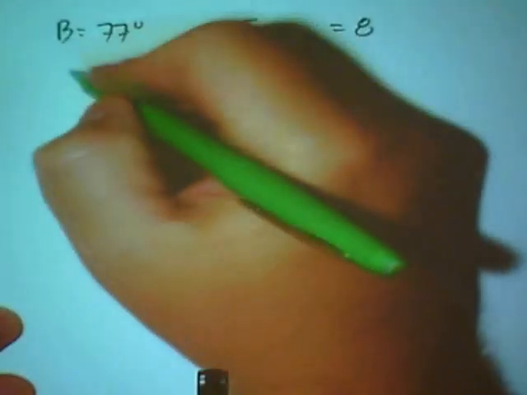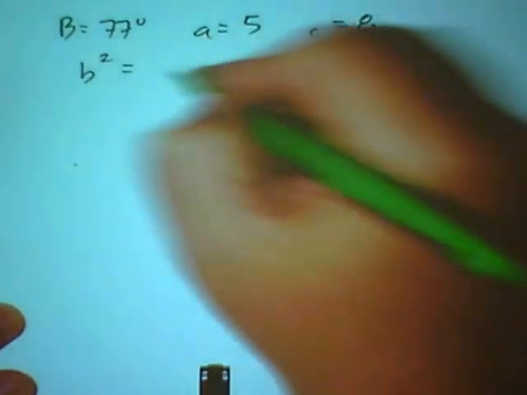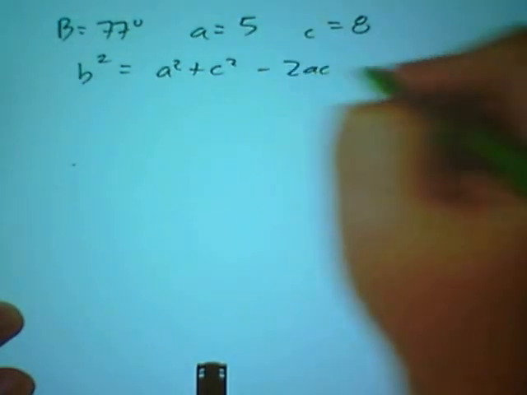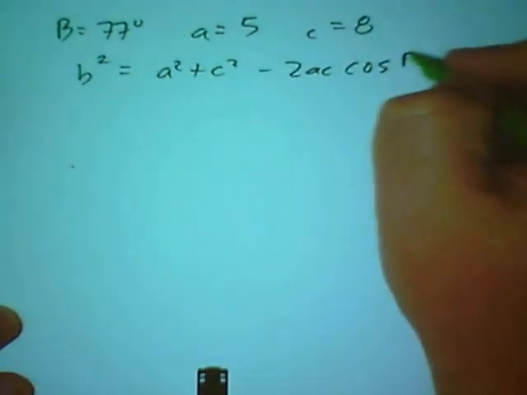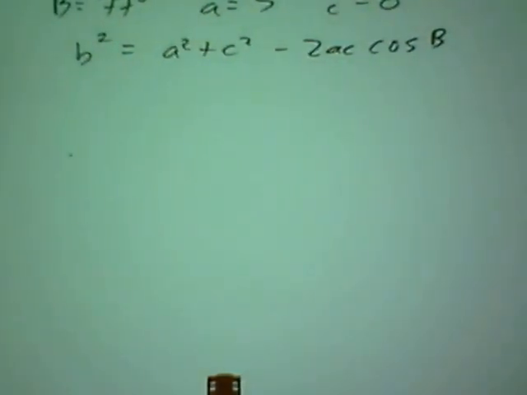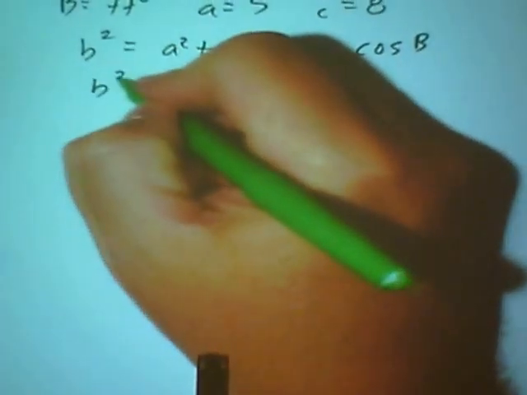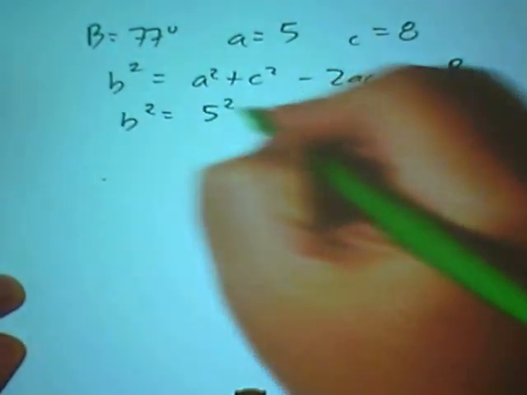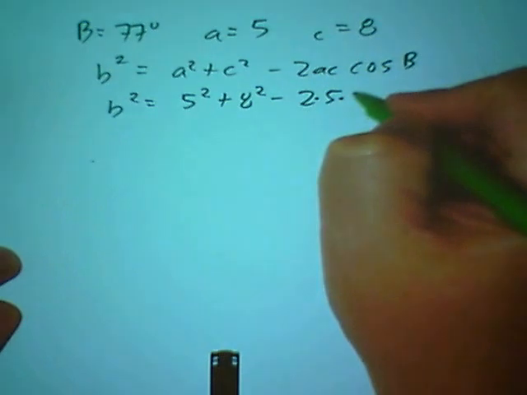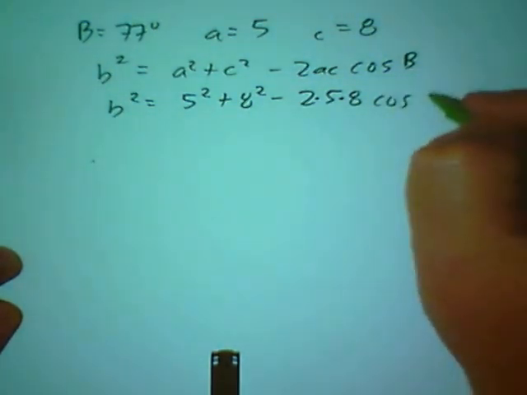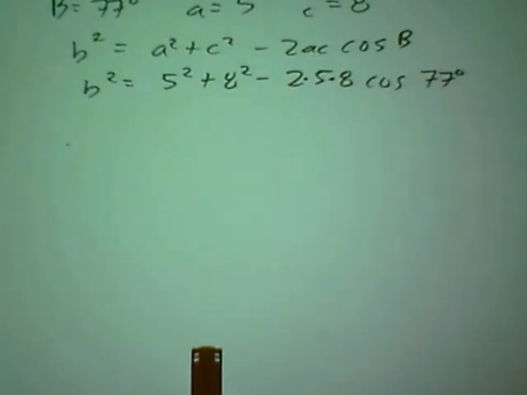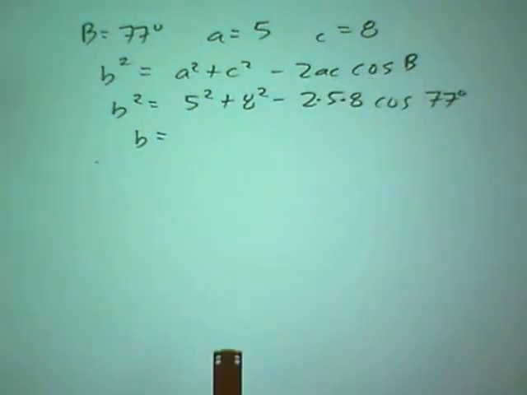So for this one, my law of cosines is going to be b squared equals a squared plus c squared minus 2ac cosine of b. This is going to allow me to calculate the length of the side b. So b squared equals a squared is 5 squared, c is 8, so 8 squared, minus 2 times 5 times 8, cosine 77 degrees. So if I do that calculation and take the square root, I'm going to get b.